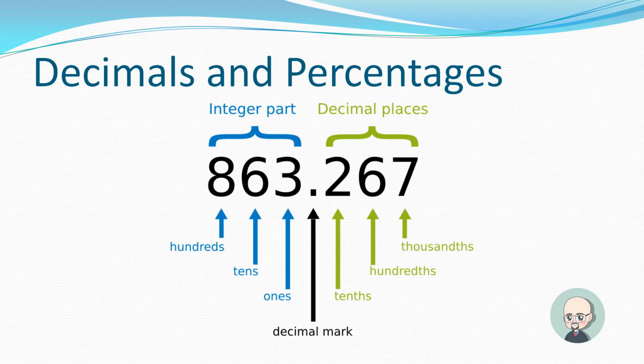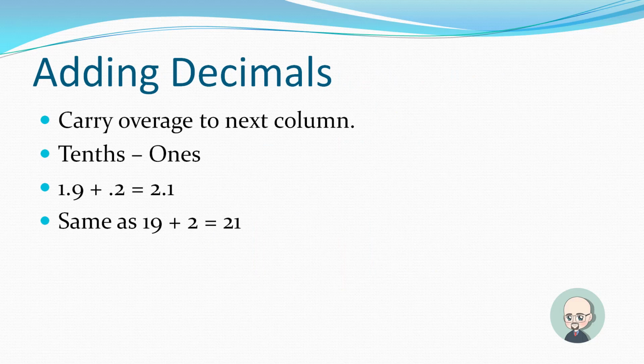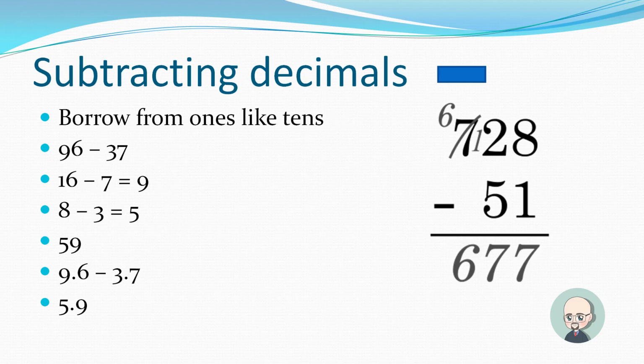I want to reinforce that relationship, that moving over to the right or the left has the effect of multiplying or dividing by 10. Subtracting decimals. You can borrow from the ones like you can the tens. So we see a basic example of borrowing on the right-hand side of this slide.